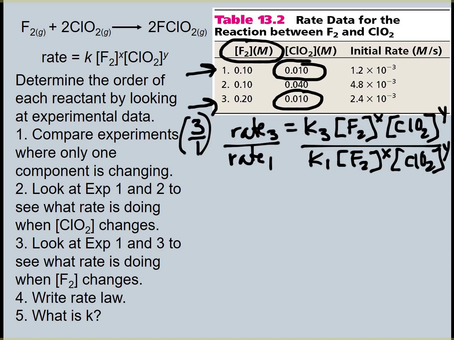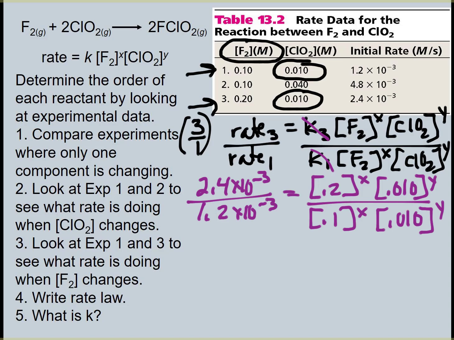Now let's put our numbers in. The initial rate of the third would be 2.4 times 10 to the minus 3, divided by 1.2 times 10 to the minus 3. I've had students that say they can just look at it to figure it out, but I would encourage you to write it out this way so that you don't make mistakes. Okay, so I got it all written out, and let's go ahead and simplify it.